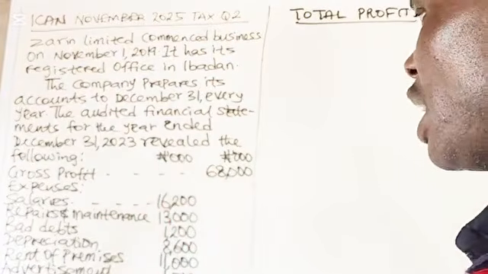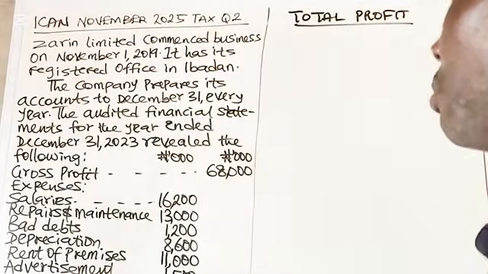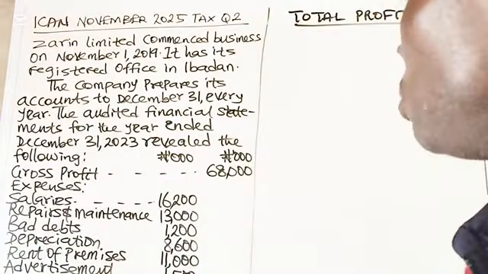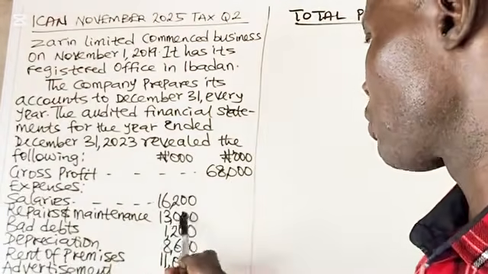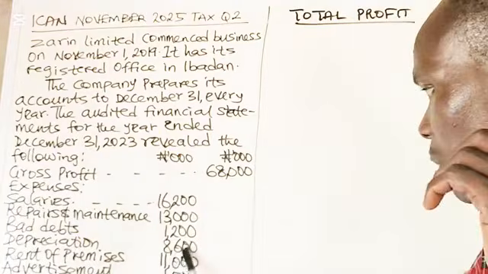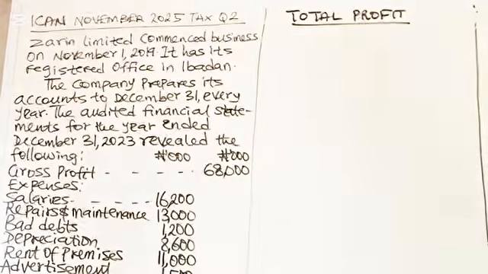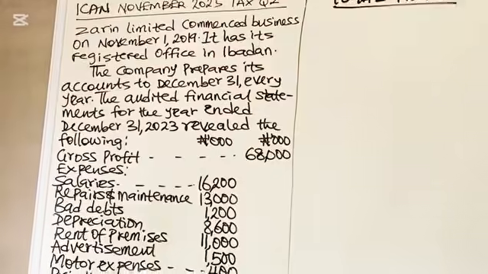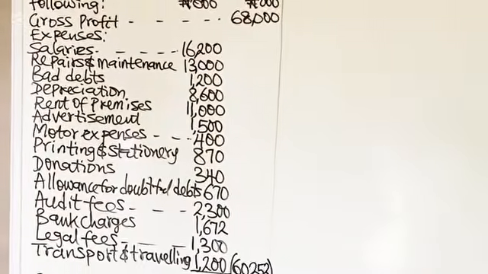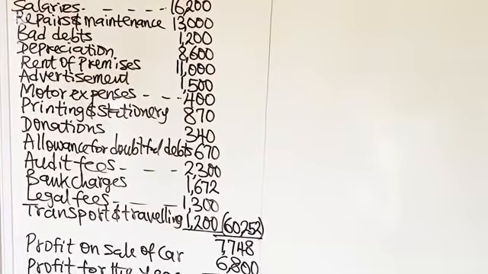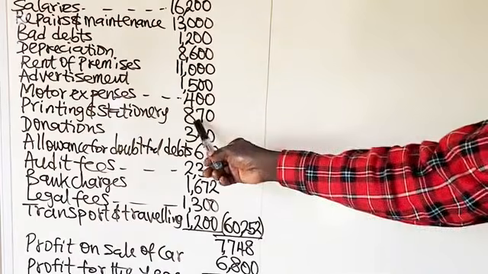Amount is in 1,000 naira. Gross profit 68 million. Expenses comprise salaries of 16.2 million, repairs and maintenance of 13 million, bad debts of 1.2 million, depreciation of 8.6 million, rent of premises of 11 million, advertisement of 1.5 million, motor expenses of 400,000 naira, and printing and stationery of 870,000.